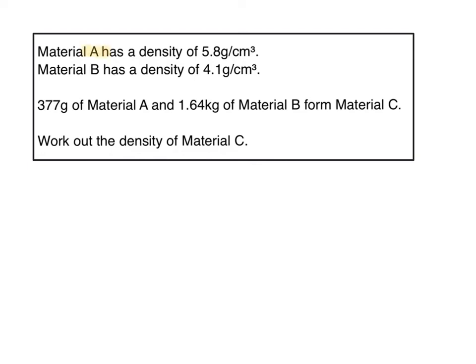Material A has a density of 5.8 grams per centimetre cubed. Material B has a density of 4.1 grams per centimetre cubed. 377 grams of A and 1.64 kilograms of B form material C. Work out the density of material C.